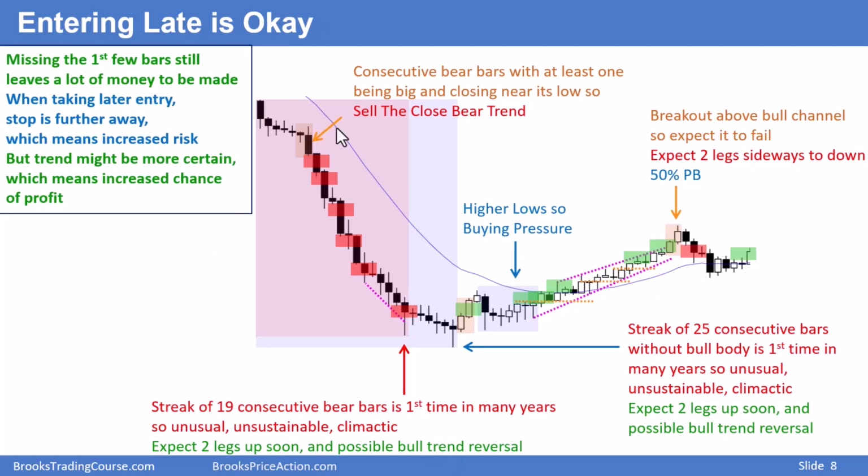Missing the first few bars, if the trend is good, there'll be plenty of opportunity to make a lot of money. So if you don't take this outside down bar after this attempt at a wedge bottom, wait for another bar closing near its low, sell below that. Here we have an inside bar after 3 bear bars closing near the lows. That's a low one sell. You sell below that. Again, the stop is up here above the start of the move, and your risk is greater if you take the later entries, but the probability of making money is higher, and that offsets the risk.